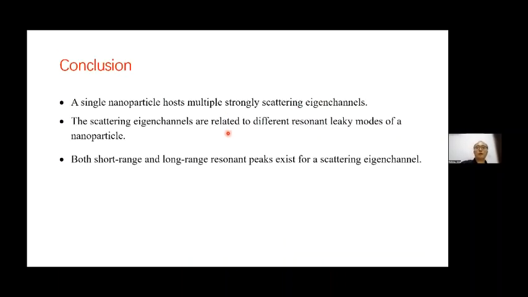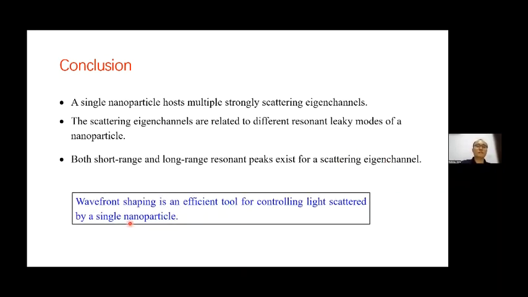So here comes our conclusion. We found that first, a single nanoparticle hosts multiple strongly scattering eigenchannels. Second, we show that the scattering eigenchannels are related to different resonant leakage modes of a nanoparticle. And third, we observe that both short range and long range resonant peaks exist for scattering eigenchannels. And finally, comes our positive answer to our initial question. So wavefront shaping is an efficient tool for controlling light scattered by a single nanoparticle.